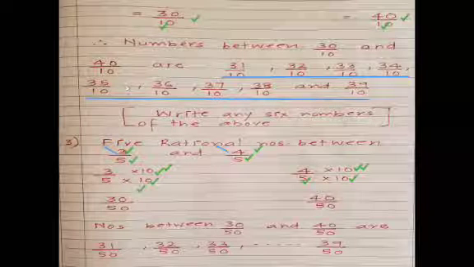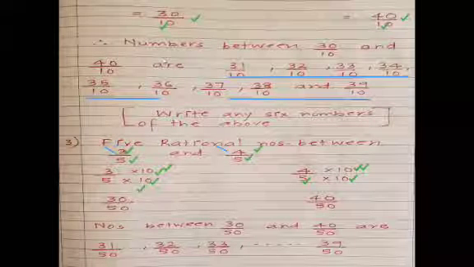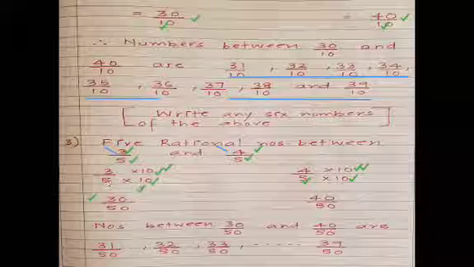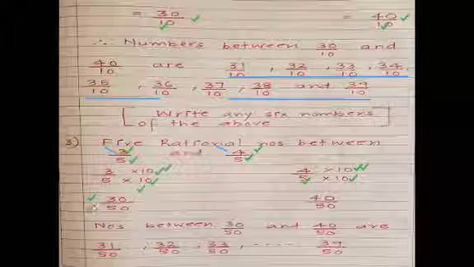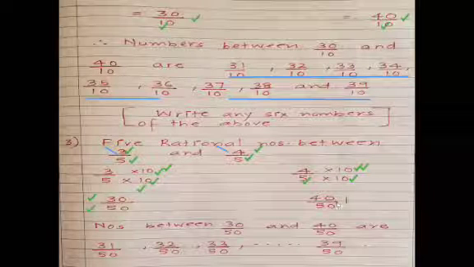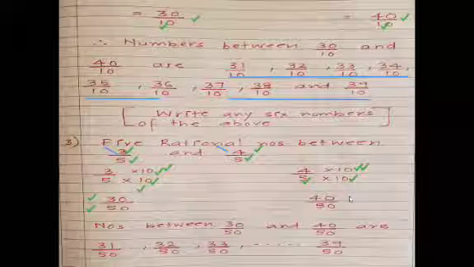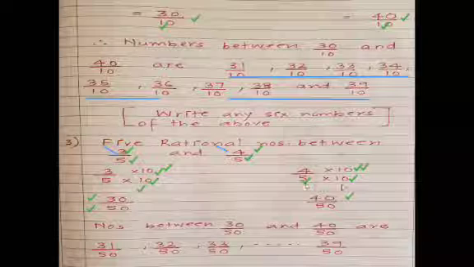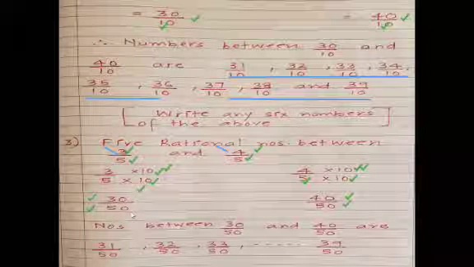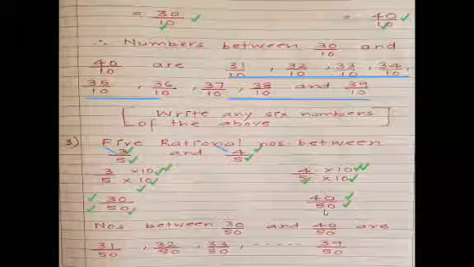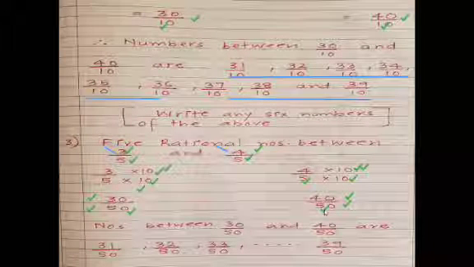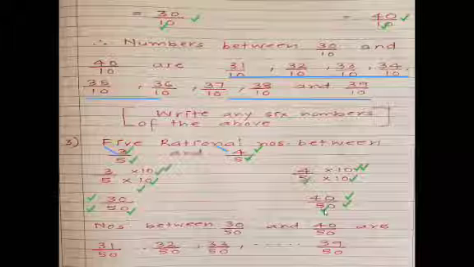Now, in this case, when 3 gets multiplied with 10, I get 30, and 5 gets multiplied with 10, I get 50. So the number is 30 upon 50. And the other number, when 4 gets multiplied with 10, I get 40. And when 5 gets multiplied with 10, I get 50. Again, I've got my denominators to be equal, the same number. Hence, I can start again comparing the numerators.